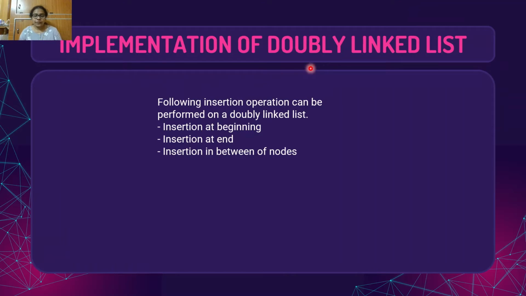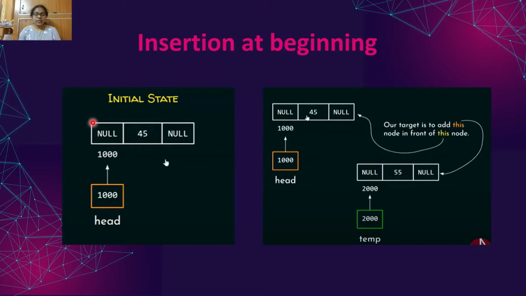So, implementation of the doubly linked list. The following insertion operations can be performed on a doubly linked list: insertion at the beginning, insertion at the end, and insertion in between the nodes. So let us see the insertion at the beginning. Let us consider this as the initial state of the nodes, and our target is to add this node in front of this node.